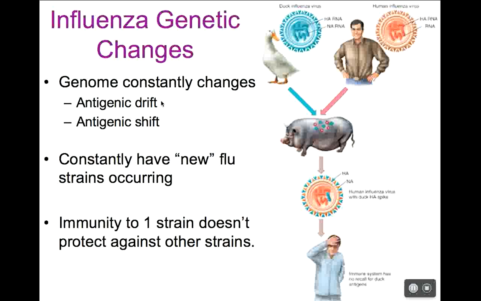Now, it is true that viruses have a much higher mutation rate than cellular life forms because they don't have those repair mechanisms for the DNA. So viruses in general have a high antigenic drift. Influenza is no different.